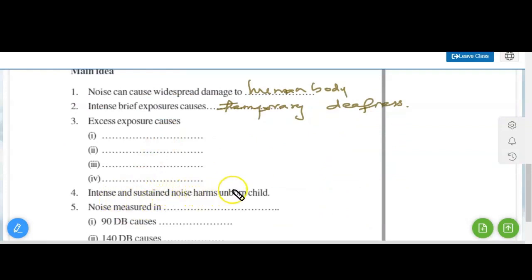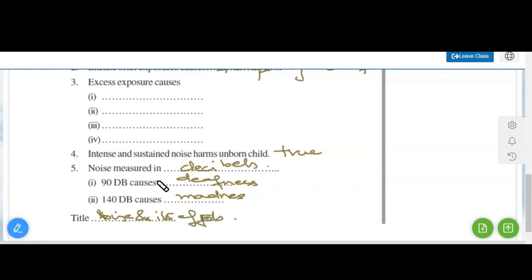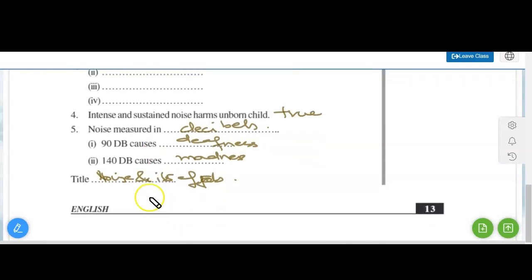Intense and sustained noise harms the unborn child. This is true. An unborn child can also be affected because of this. Noise measured in decibels: 90 decibels causes deafness, and 140 can cause madness in human beings. And for the title, you can give noise pollution or noise and its effects, or anything you wish. They are discussing the ill effects of noise that can be caused in human beings.